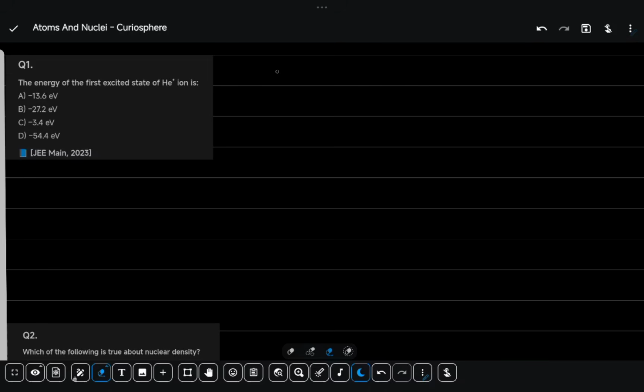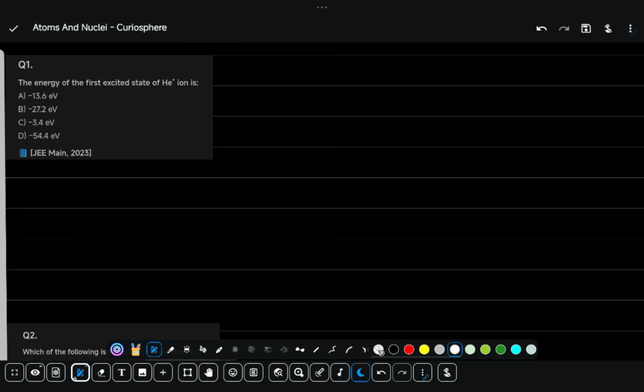Now, before starting any question, we have to focus on three things. First, what is asked in the question? What is given in the question? Okay. And if you connect these two, what is asked and what is given, to bridge this gap, we need to find the concept behind the question. Sometimes there will be a single concept, sometimes there will be multiple concepts.